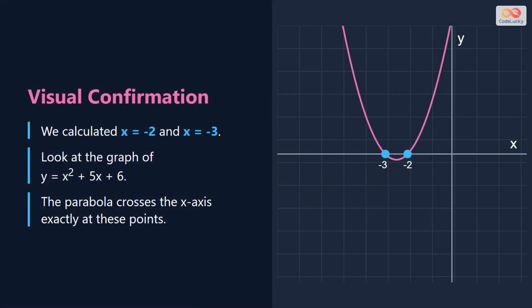Let's verify this visually. If we graph the function y equals x squared plus 5x plus 6, we can see the parabola crossing the horizontal axis exactly at negative 2 and negative 3. Our algebraic calculation matches the visual reality perfectly.